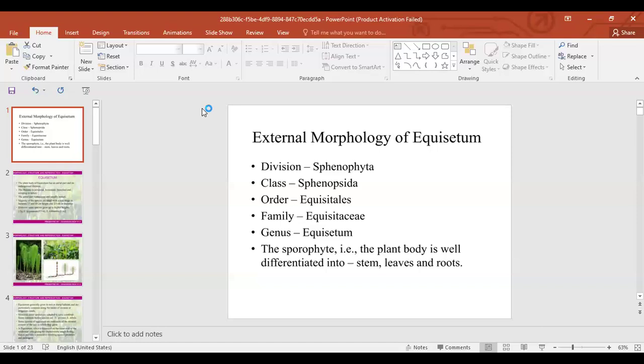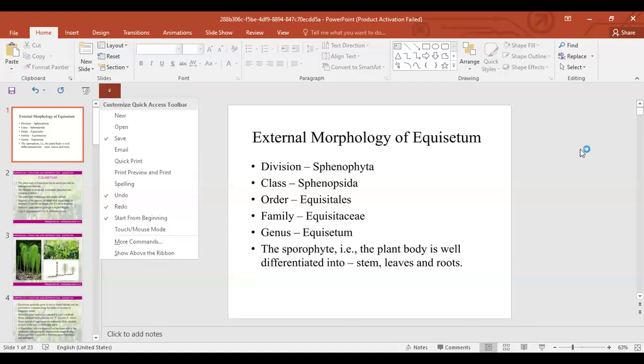Good afternoon to all the aspirants of CPGET 2024. Today we are going on to the next life cycle of the type study belonging to Pteridophyta, that is Equisetum. I'm just starting to share my screen, and I'm going to start sharing my slideshow.